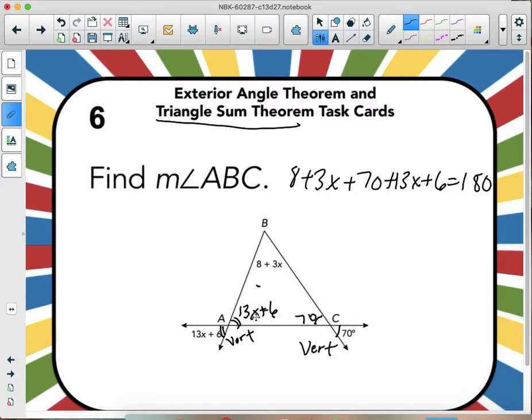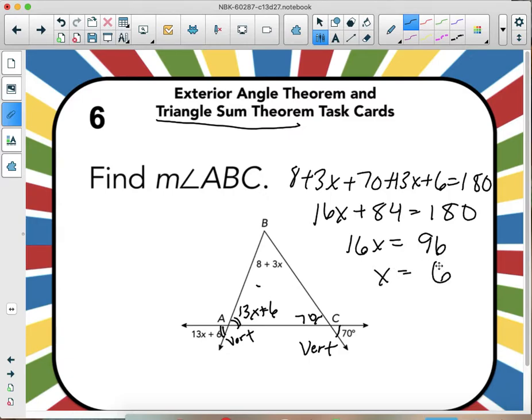Again, all three angles inside my triangle have to equal 180. So here when I add all of this up, we end up getting 16x plus 84 equals our 180. And then when I subtract the 84, we get 16x equals 96. Divide by 16, and we get x equals 6.